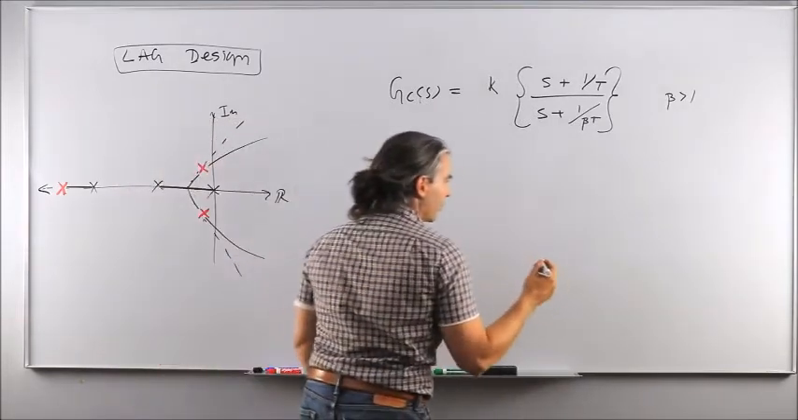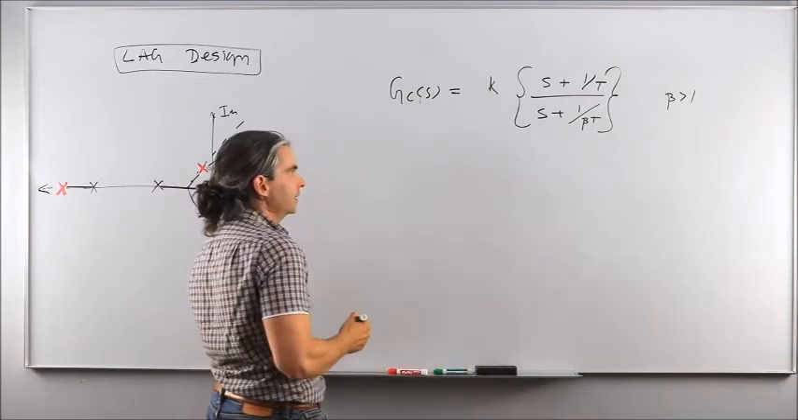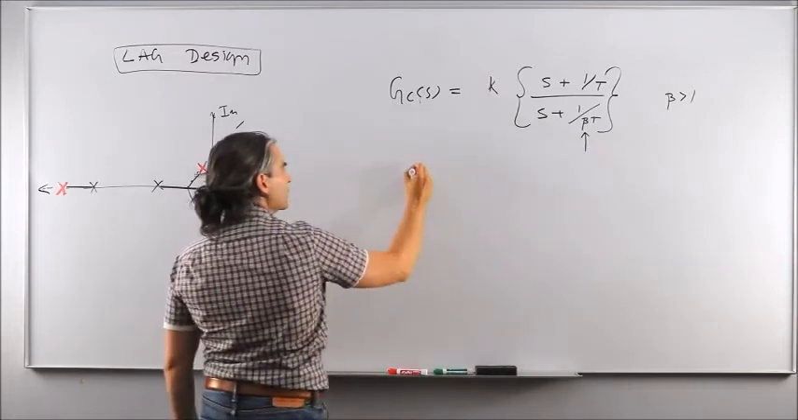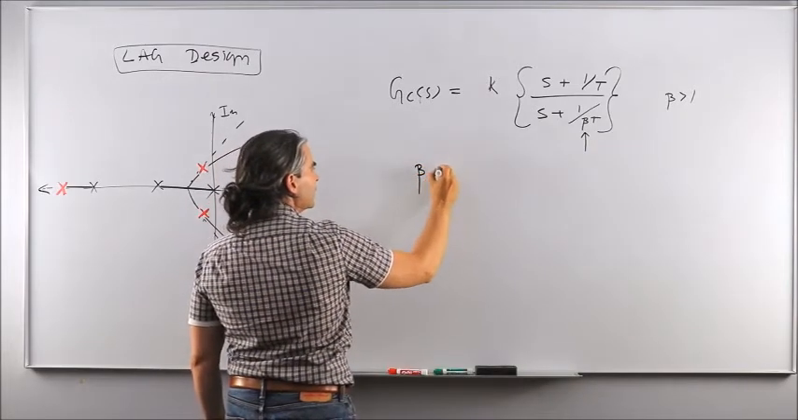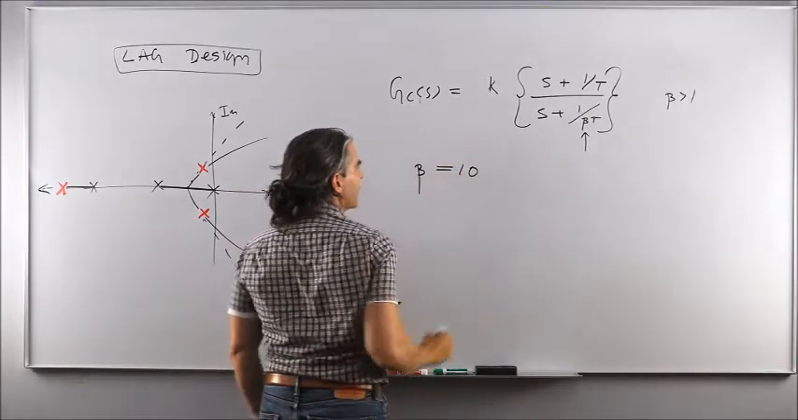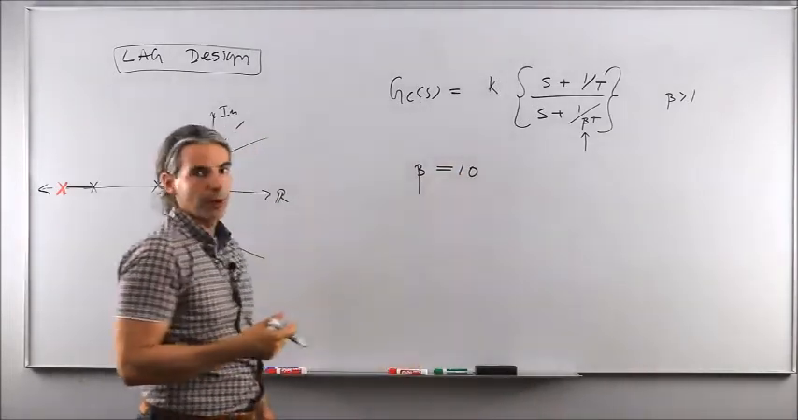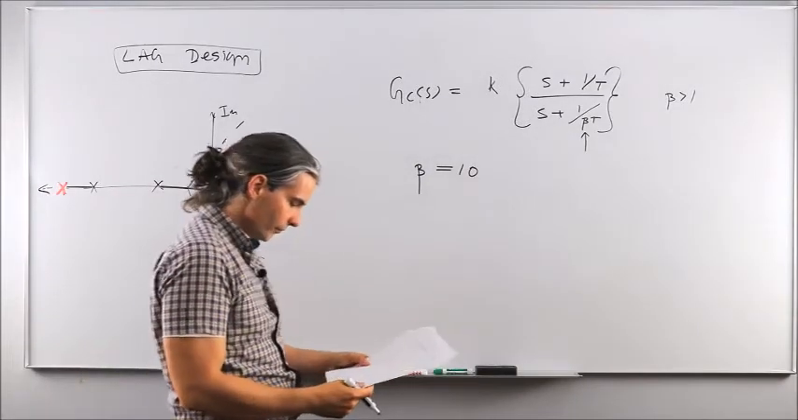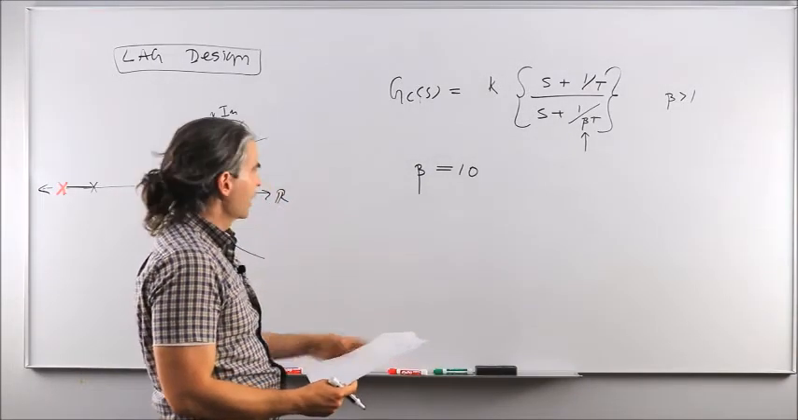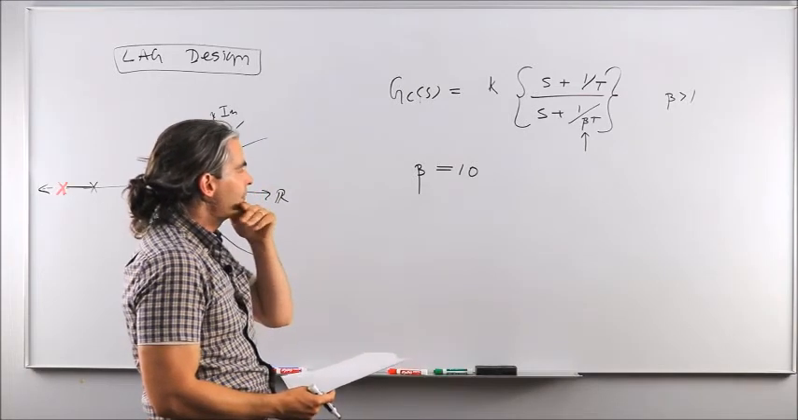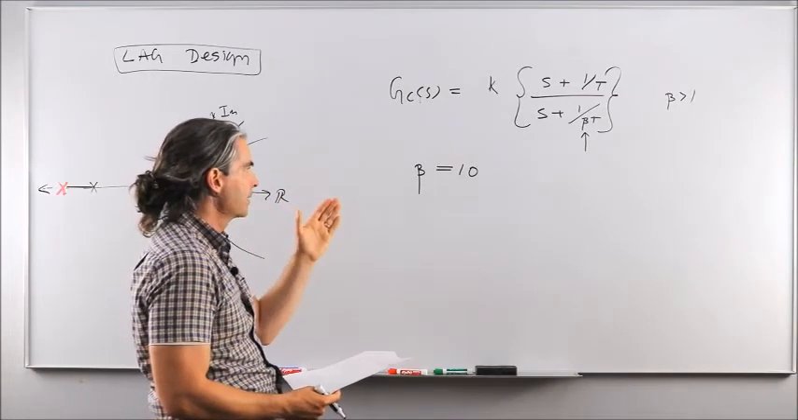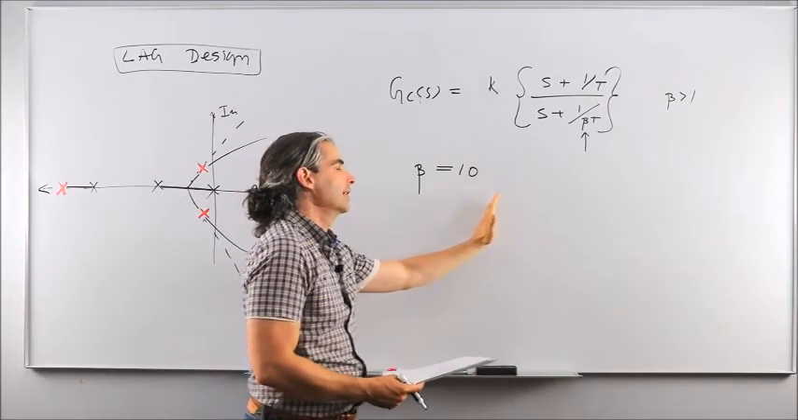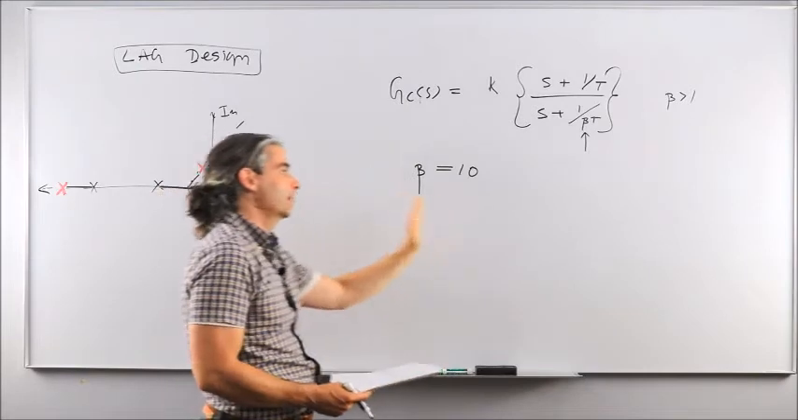Turns out the factor by which you need to increase your Kv relates to beta. Okay? So I'm going to say that beta shall be equal to 10, because this is the factor by which we need to improve the steady state performance. Okay. So if I have a beta that has to be 10, it means that the zero needs to be 10 times further to the left than my pole.